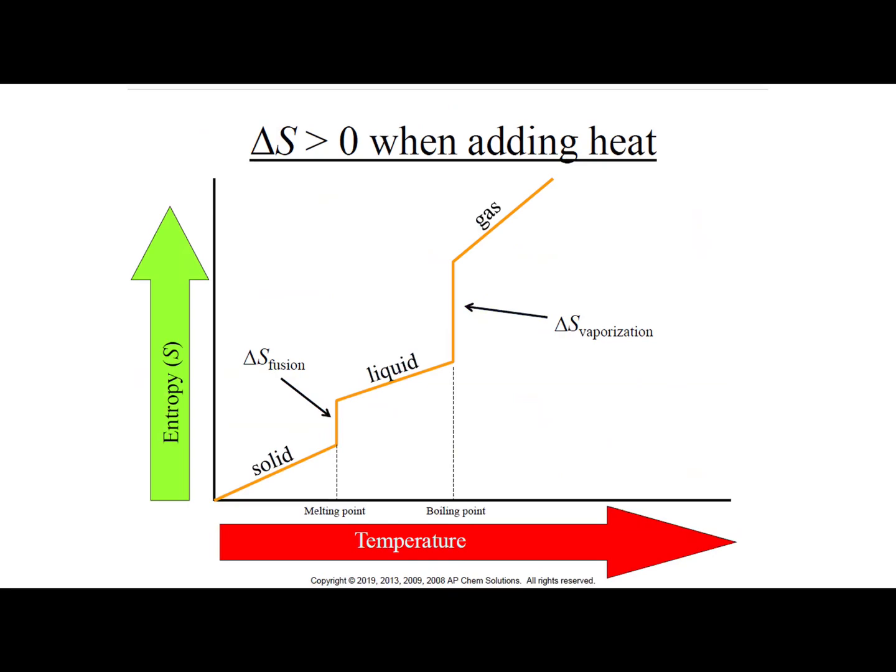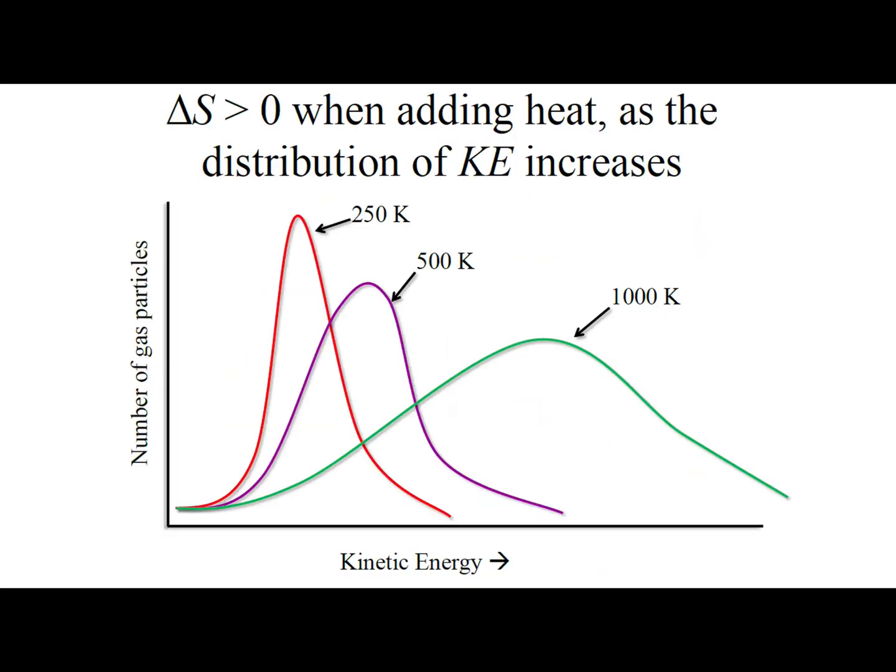When heat is added, the delta S is actually going to increase. As heat is added, the movement of the particles becomes greater. When we increase the temperature, we increase the average kinetic energy. When we increase the average kinetic energy, the particles move faster and faster. We can disrupt the intermolecular forces, and the particles can become more disorganized, which will actually increase their entropy.